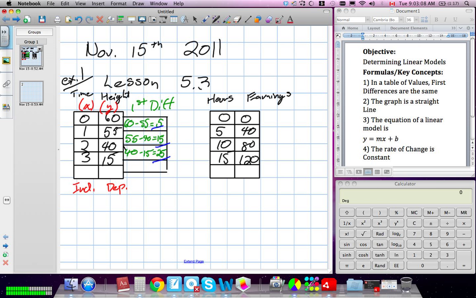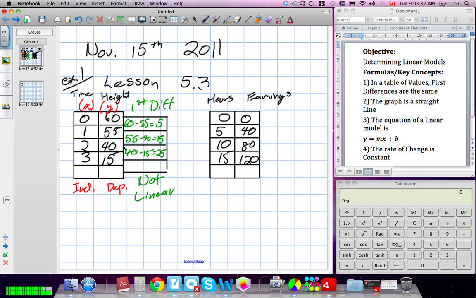So, does that mean we have a linear model? No. Go ahead and read that. It says, in a table of values, first differences are the same. All of our first differences are different. That means this is not a linear model. Not linear.